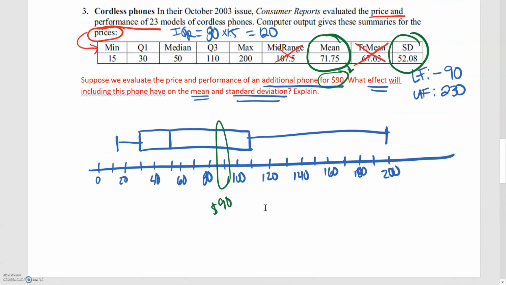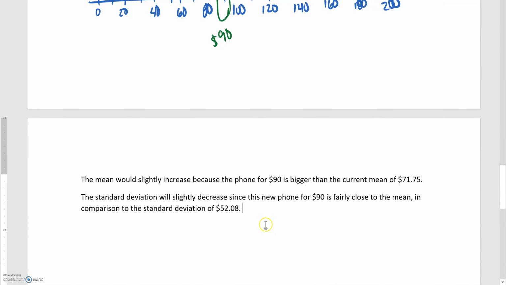So I hope that kind of makes sense. One more time, the mean is going to increase because you're adding a value that's bigger than the mean, and the standard deviation is going to slightly decrease because standard deviation measures the average distance from the mean. So on average, your values should be about 52 units away from 71, and 90 is only about 20 units away from the mean, which is smaller than the standard deviation. So it's going to actually decrease the standard deviation. Okay, I hope that makes sense.